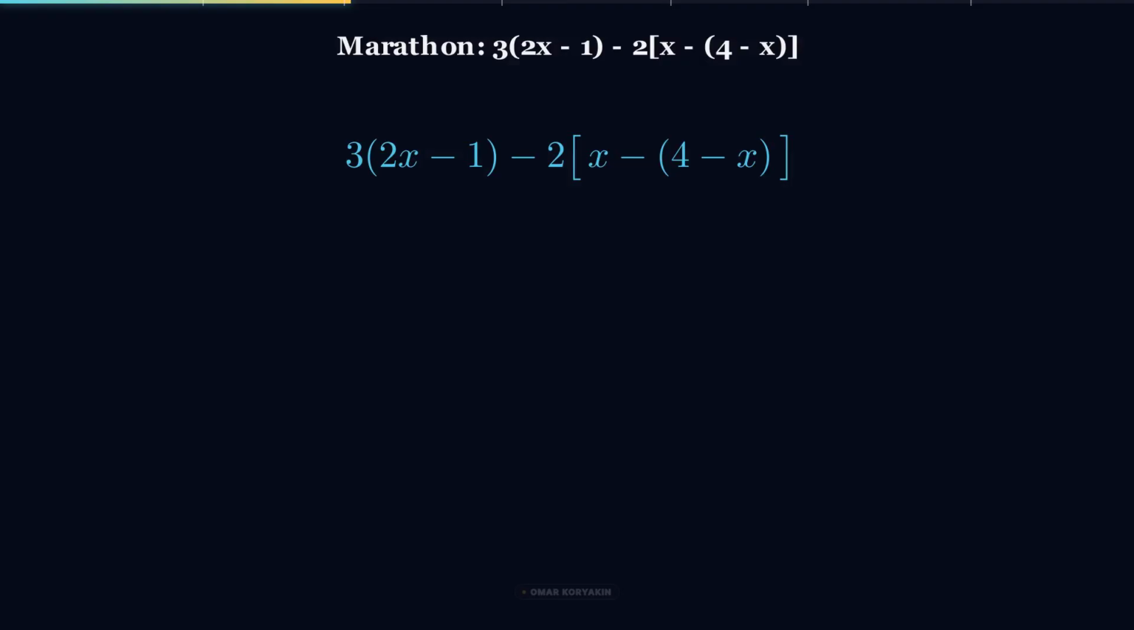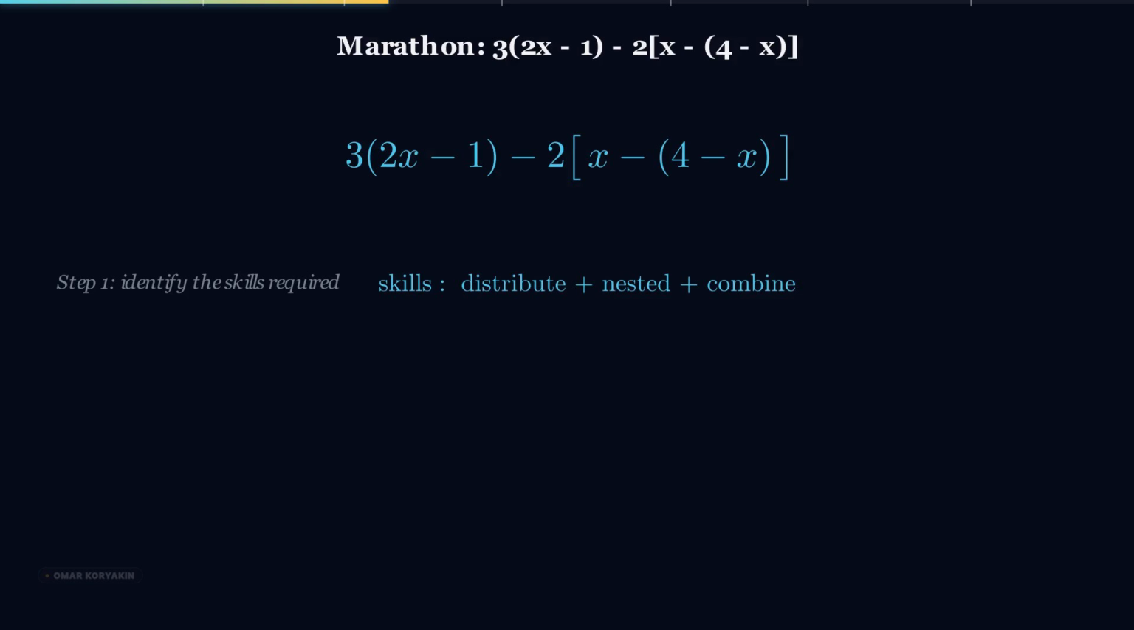Simplify the expression 3 times the quantity 2x minus 1, minus 2 times the bracket containing x minus the quantity 4 minus x. The problem is a pure symbol simplification that combines the distribute skill, the nested parentheses skill, and the combine like terms skill. 3 skills layered into one expression, exactly the kind of mixed challenge the marathon is designed to train. Step 1. Identify the skills required. The expression has parentheses inside brackets, which means nested simplification with the innermost out workflow.